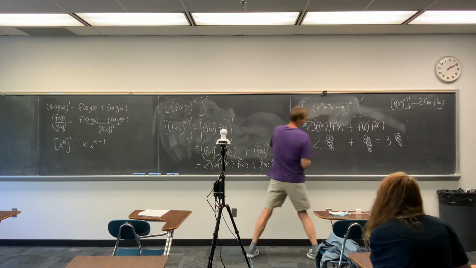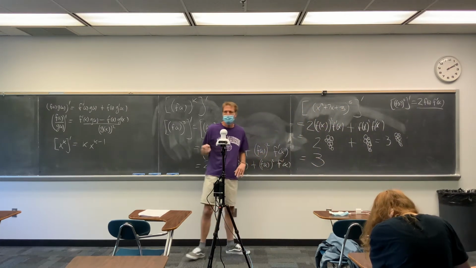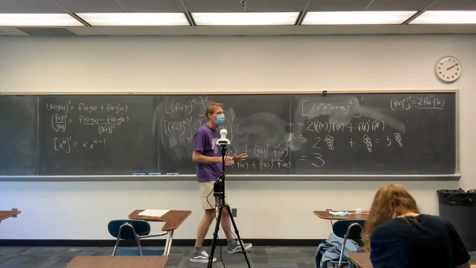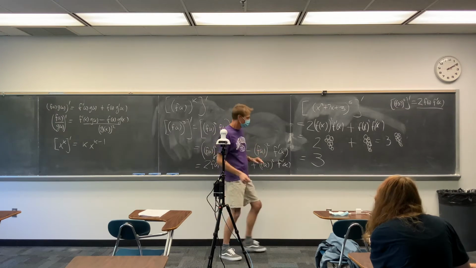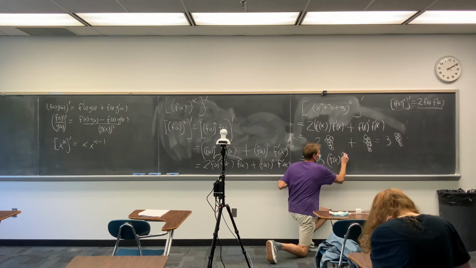So using that idea, this would be equal to 3 what? F of x squared times f prime of x.